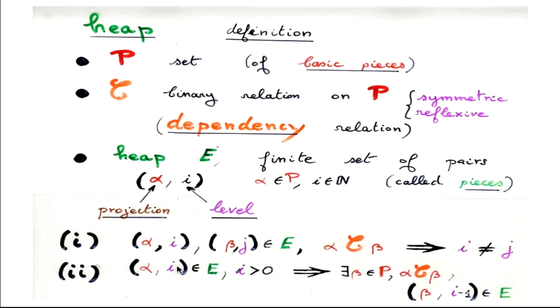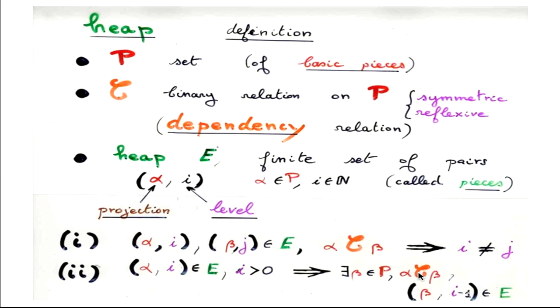Second condition: if you have a piece, an element of the heap at level I, floating somewhere at level I, then it does not fall down. So it means there is somebody at level I minus 1. And this somebody is a pair beta, I minus 1, such that alpha and beta are dependent. Each time you have a piece at level I, there is a piece at level I minus 1, so that the two projections alpha and beta are dependent in the relation C bolt. So those are the only two conditions we need.